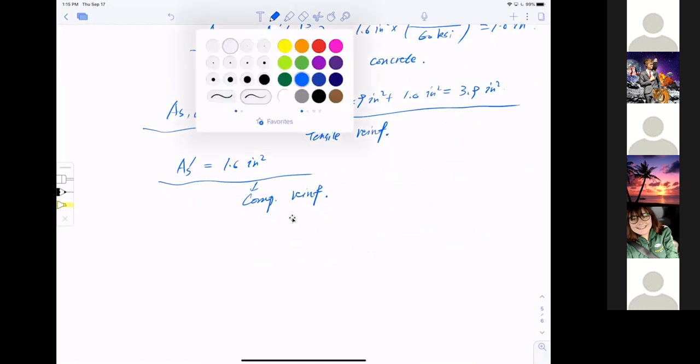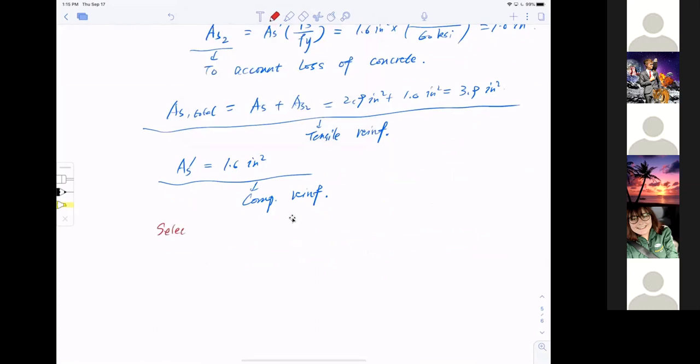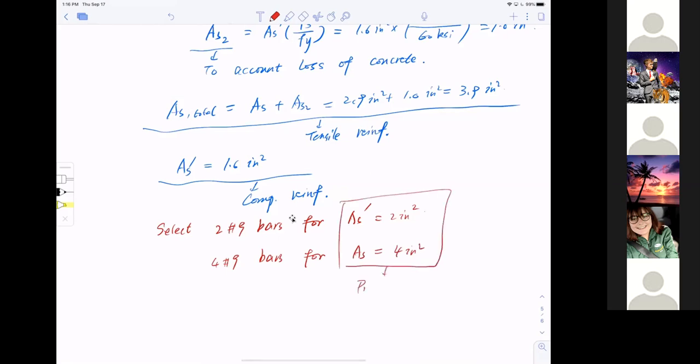I'm simply going to select 2 number 9 bars for AS prime. Okay, so that has 2 inch squared, and 4 number 9 bars for AS. Okay, and that gives me 4 inch squared. So this is the provided reinforcement.